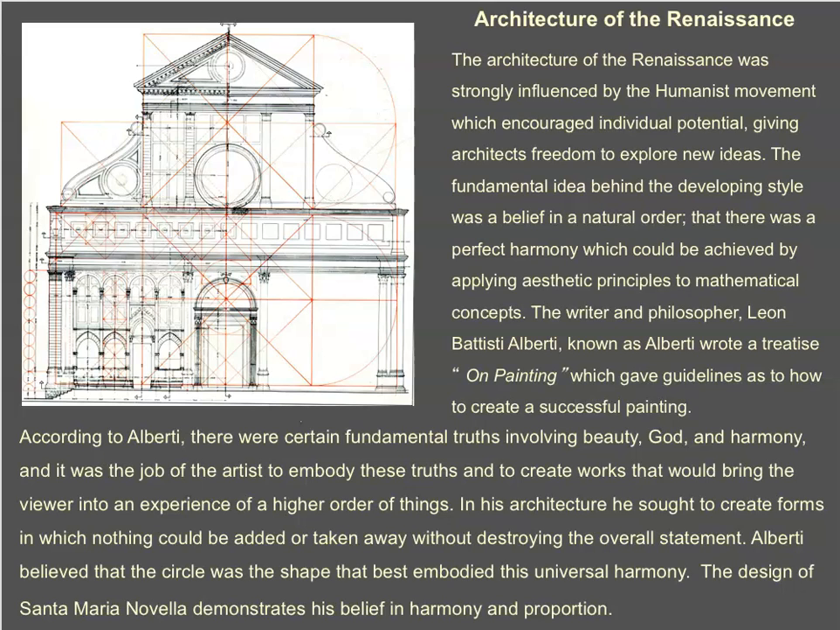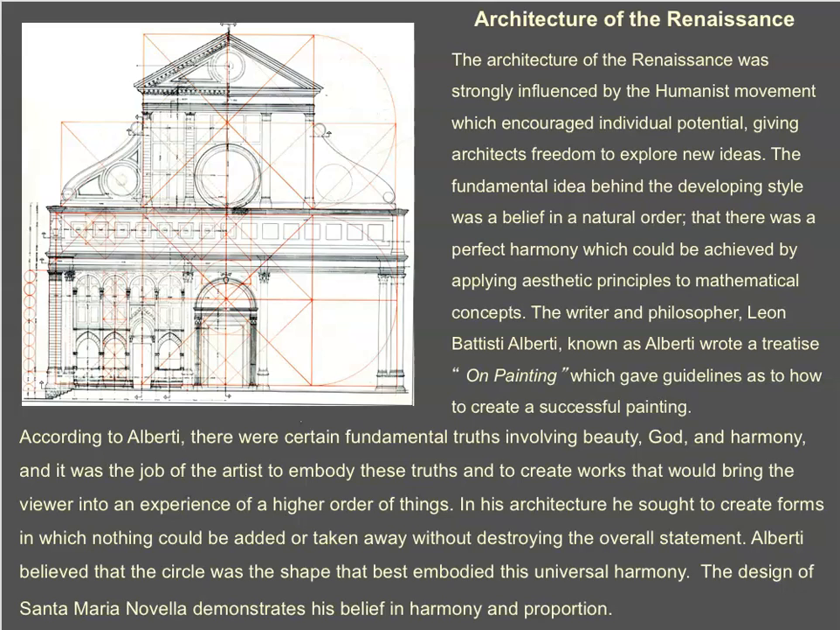The drawing on the left is by the great architect Leon Alberti. He was really a pioneer in this application of humanist principles to architecture, and his buildings are throughout Florence and Rome. This architect also wrote a book called On Painting, and this book gave guidelines as to how to create a successful painting. And he had definite classes, definite orders of what was really important and what was not.